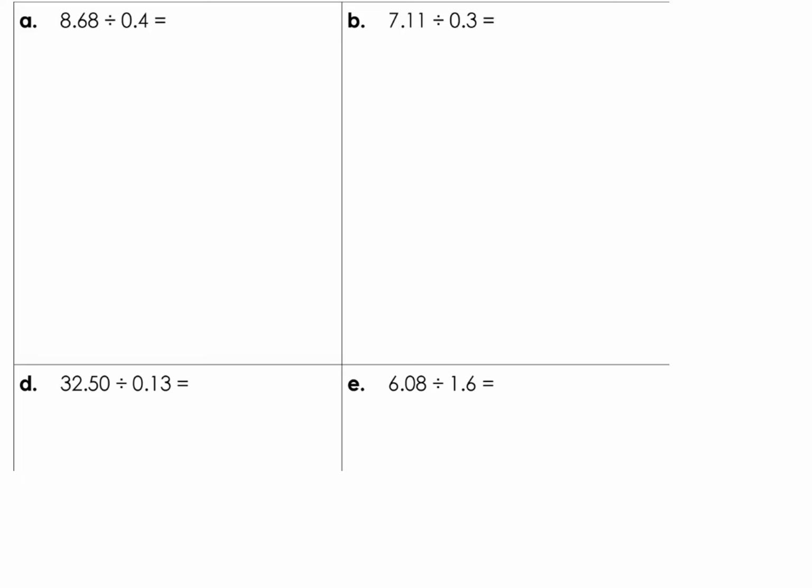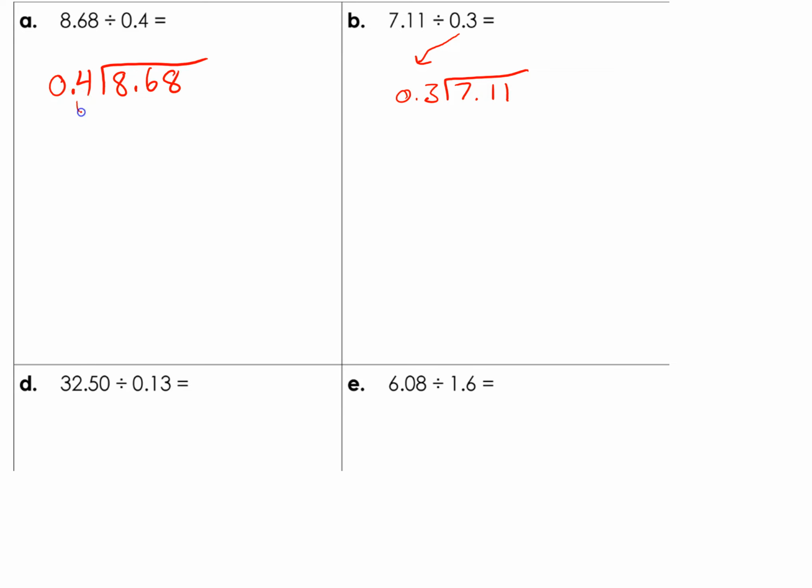All right, on this page we're practicing dividing with decimals again, but practicing if they're written horizontally, like this. So if it's me personally, I want to rewrite this as 0.4 into 8.68, and then now I can notice the second number actually goes first. So on this one, again, it's going to be 0.3 into 7.11. Okay. Now, once you have it set up, now it's just like the last page.